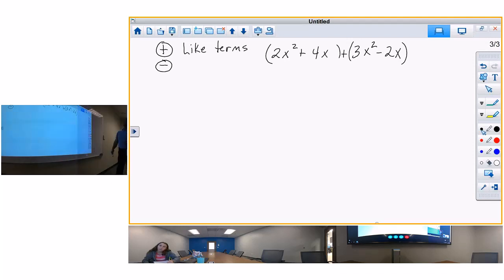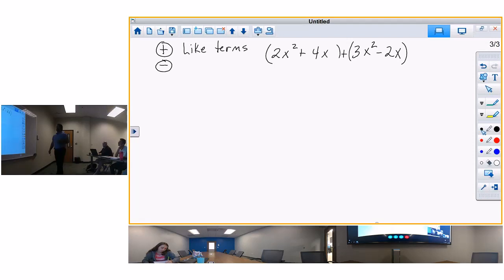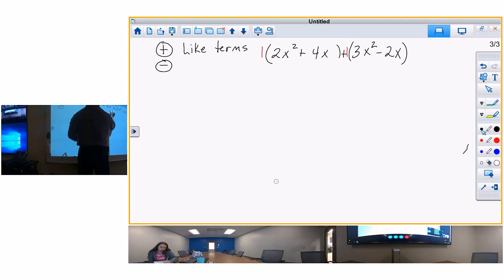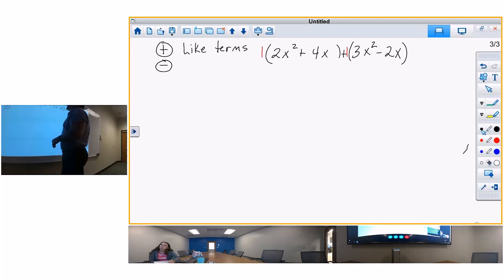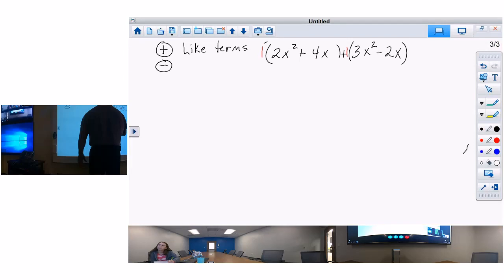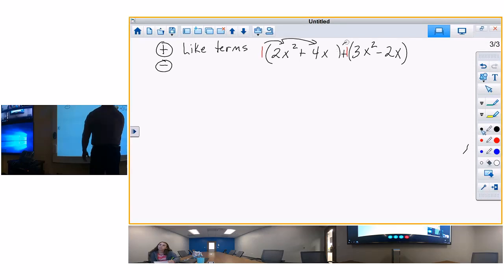The first thing you do is get rid of the parentheses. How do you get rid of the parentheses? Well, in front of every set of parentheses, there's a number. And if there's nothing there, it's assumed to be a what? A 1. So you distribute that 1, and since 1 is a multiplicative identity, it doesn't change anything. But you have to distribute to get rid of the parentheses. It's a technicality with 1, but with the other numbers, if you don't do it, you're going to get the problem wrong. So, 2x squared plus 4x plus 3x squared minus 2x.